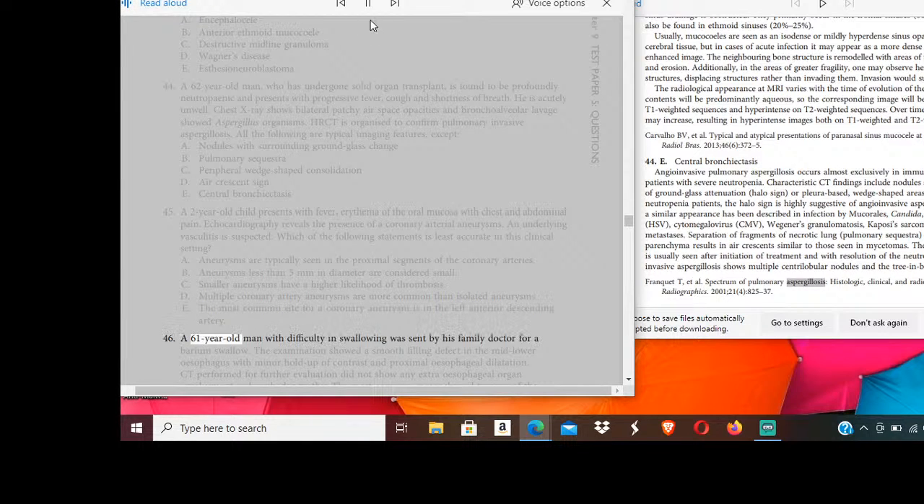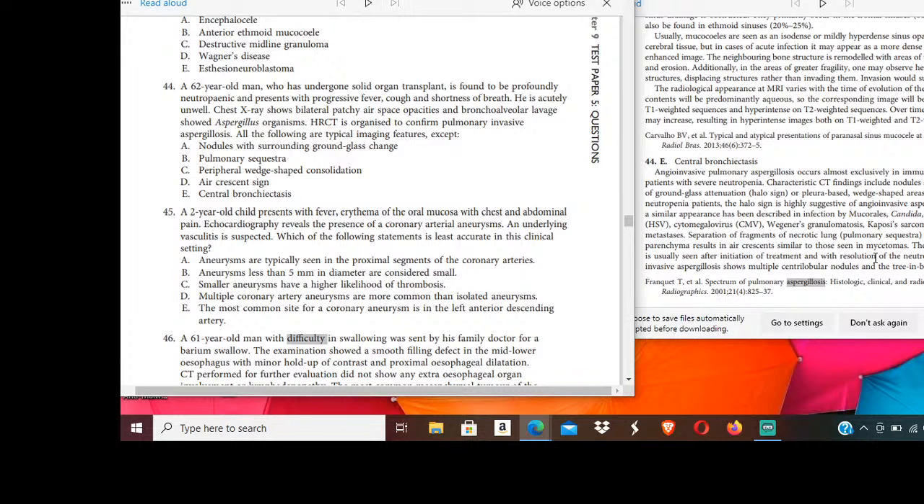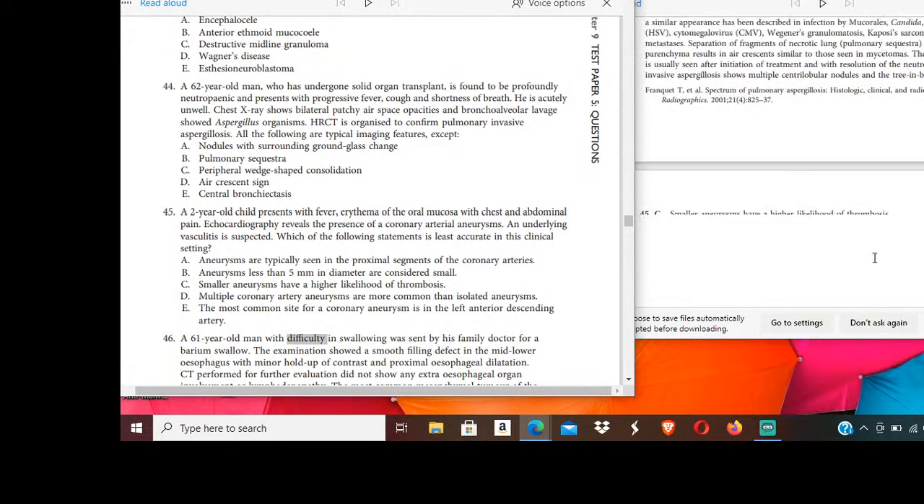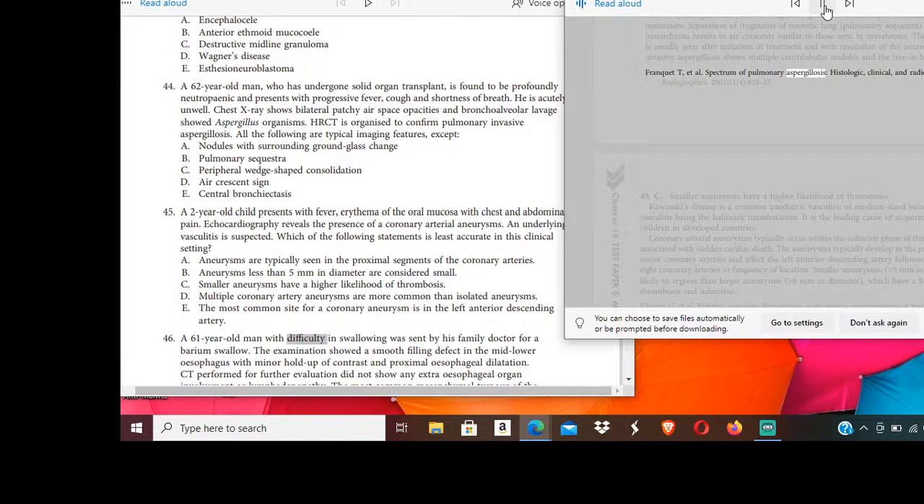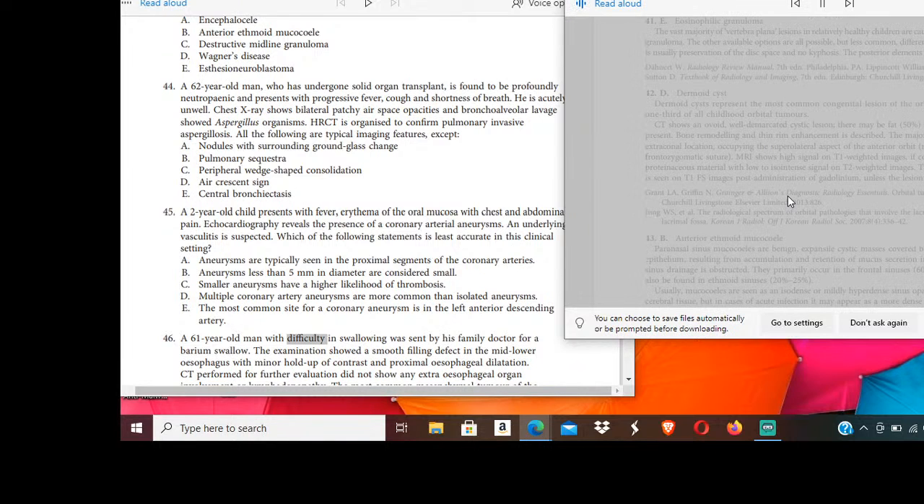46. A 61-year-old man with difficult... aspergillosis, histologic, clinical, and radiologic findings. Radiographics. 2001, 21. Chapter 10. Test Paper 5, Answers. 279.